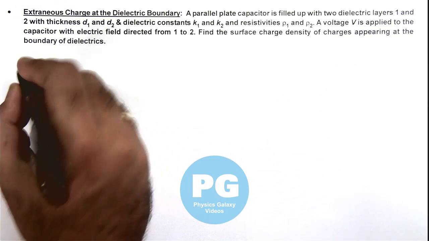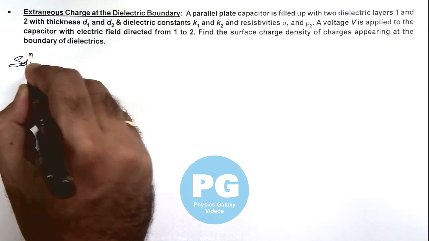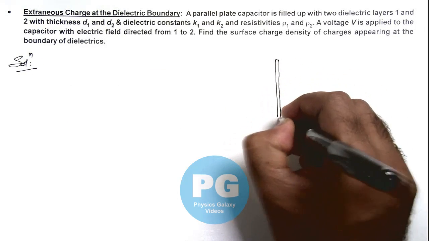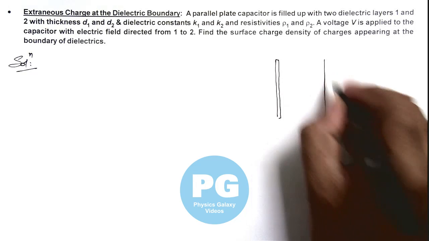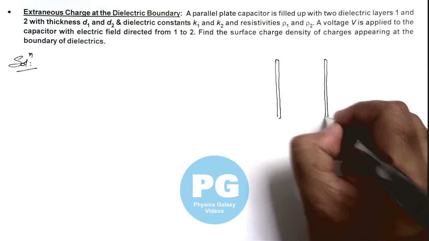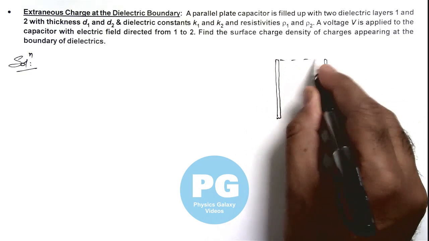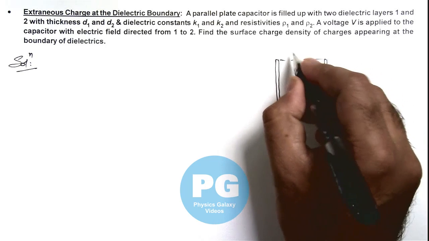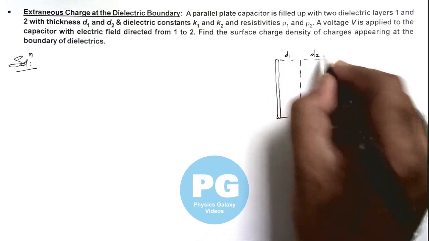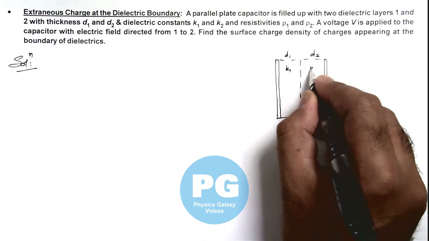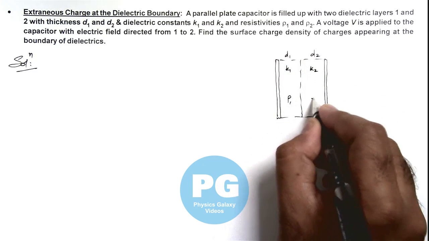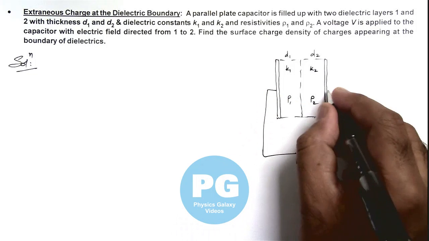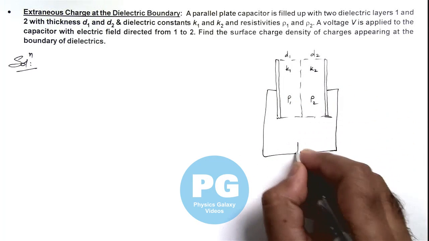Now in this situation, if we draw the capacitor for better clarity, here this is the capacitor, and there are two dielectrics filled in it. They have widths d1 and d2, dielectric constants k1 and k2, and resistivities ρ1 and ρ2. It is connected across a battery of EMF V.